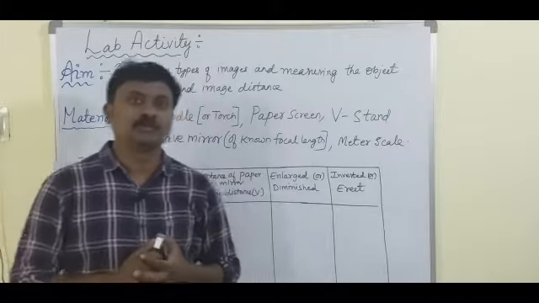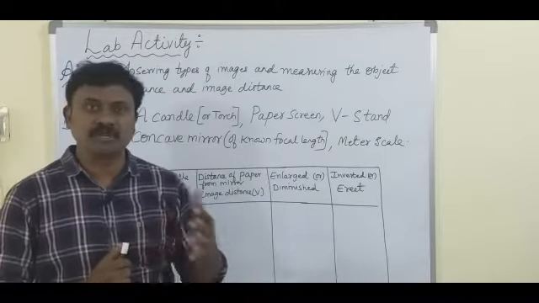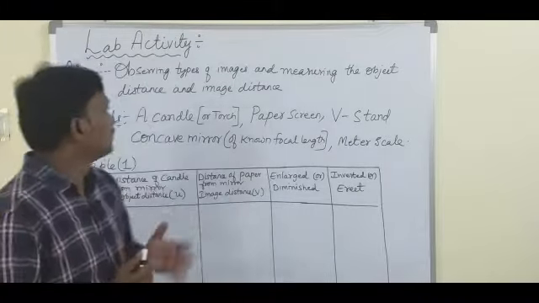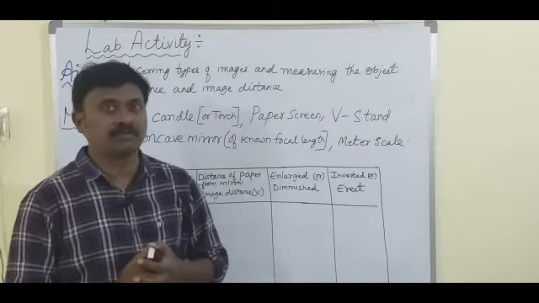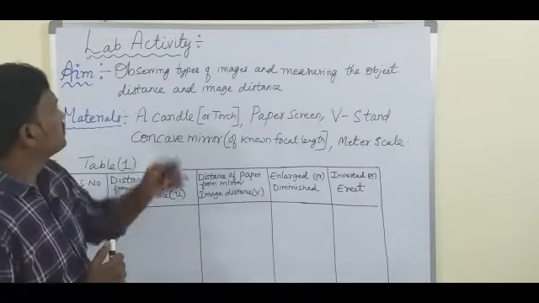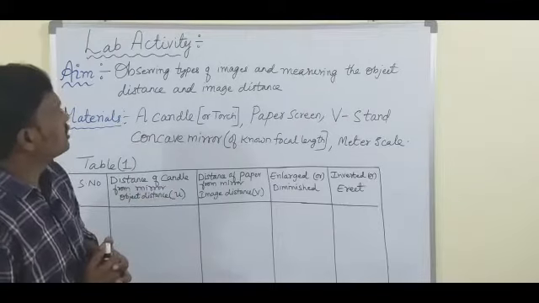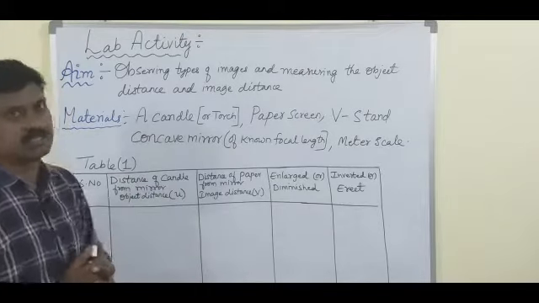Now today we are going to discuss the lab activity which we have in the 10th class, and let us see the aim of the lab activity. Observing types of images and measuring the object distance and image distance.